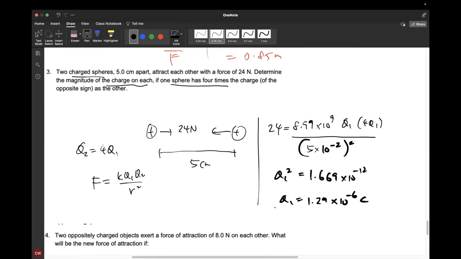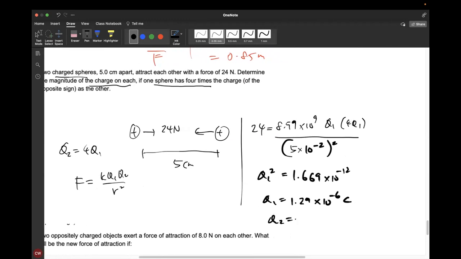In the second one, it will be 4 times of the first one. So it's going to be times 4, 5.17.